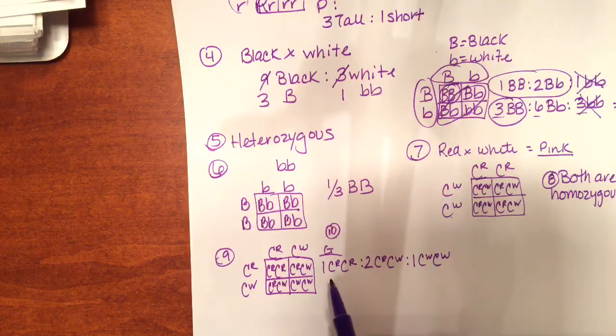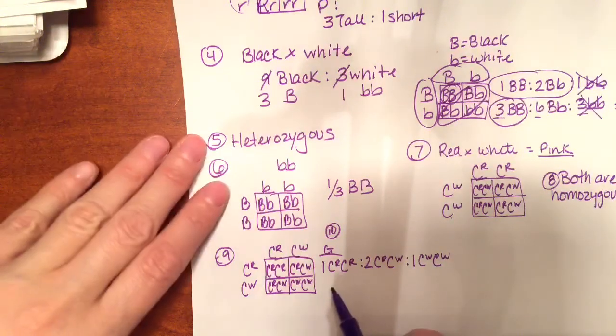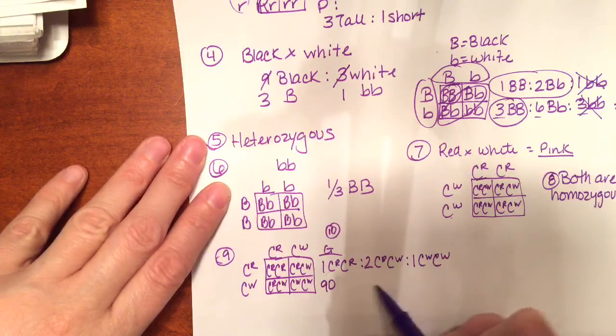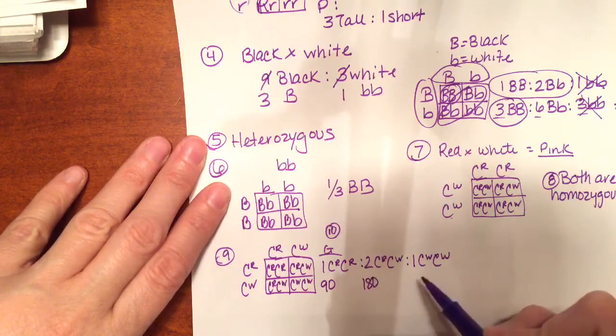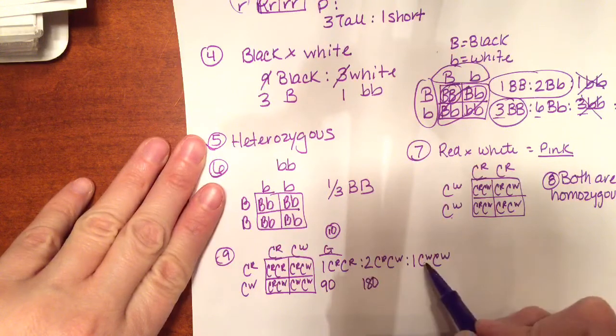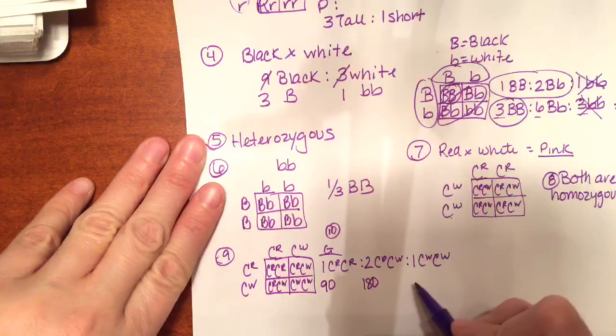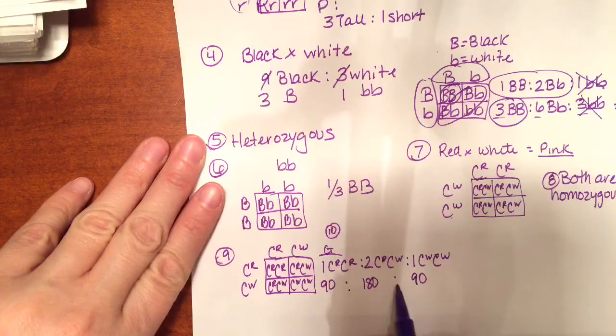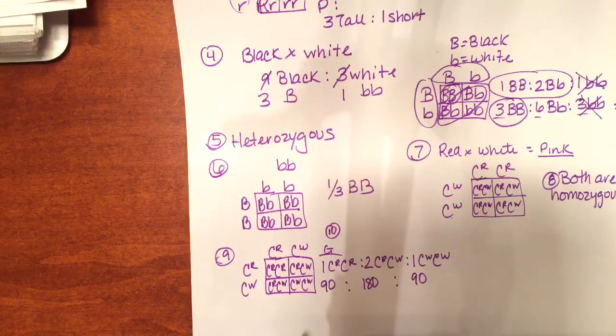So you'd expect 1 out of 4 to be this. So what's 1/4 of 360? You'd expect 90. And then 2 out of 4, 1/2, or 180. And 1 out of 4, or 1/4 of 360, is 90. So it's going to be your 90 to 180 to 90. So those are your actual numbers that you'd expect.